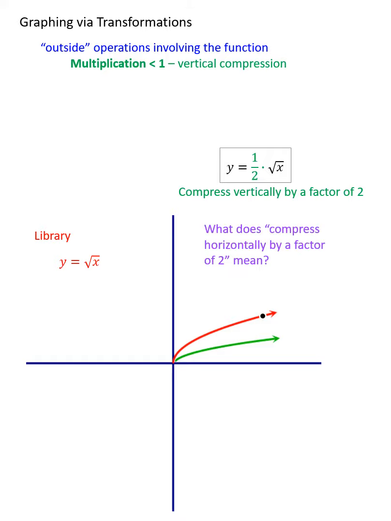To be more specific, imagine we had any point on the original graph from our library. And suppose that that point were, say, 3 spaces away from the x-axis. Because we're doing a vertical compression, there would be a new point on the transformed graph that was exactly half that distance from the x-axis, which in this case would be 1.5 spaces. That's the general idea of what we mean to compress vertically by a factor of 2.